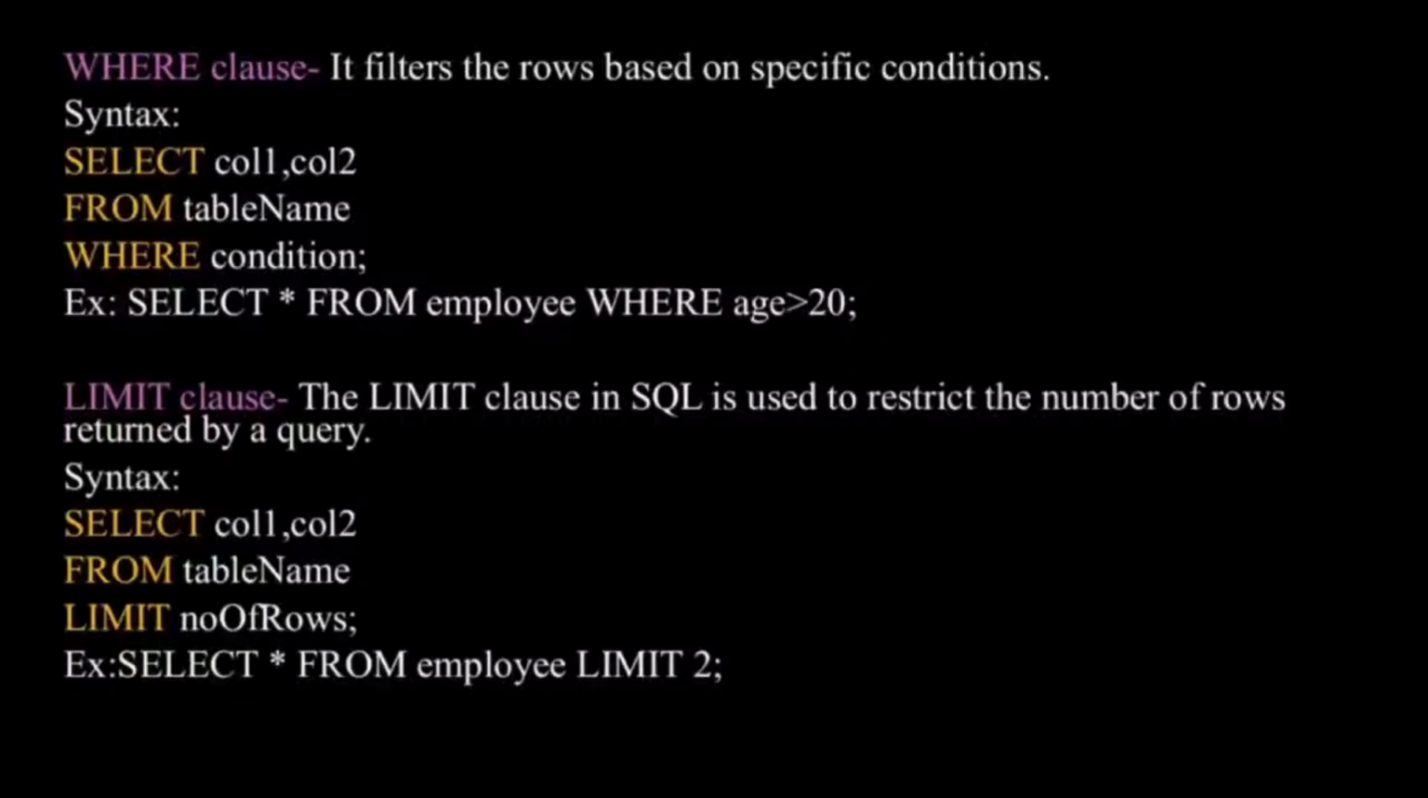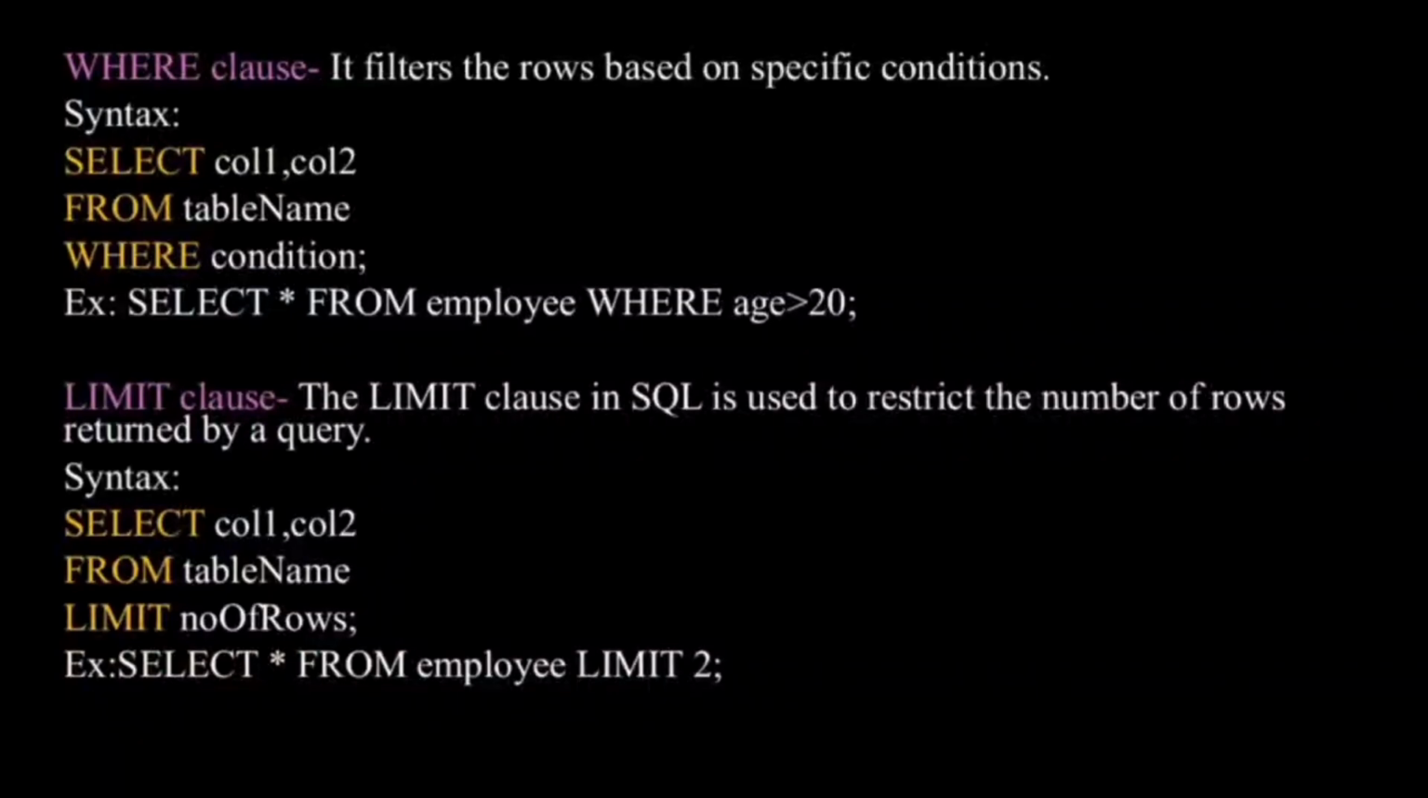For example, consider you want to get the details of employees whose age is greater than 20. You would use the WHERE clause to apply this filter. The SQL query for this would be SELECT *. It retrieves all columns from the table, and FROM employee specifies the table from which we want to retrieve the data. And WHERE age > 20 filters the rows to include only those where the age is greater than 20. This query will return details of employees with ages greater than 20, that is aged 25, 26 and so on.